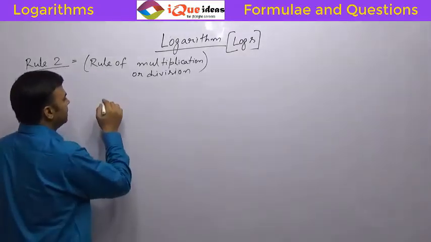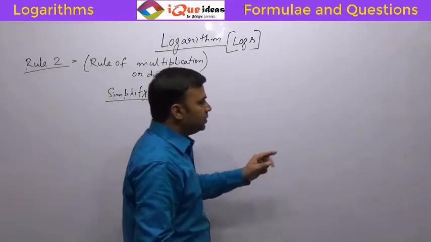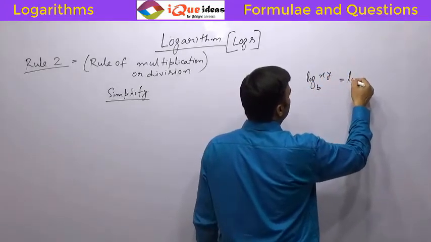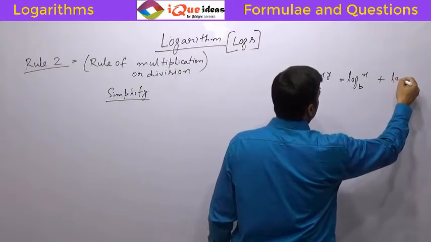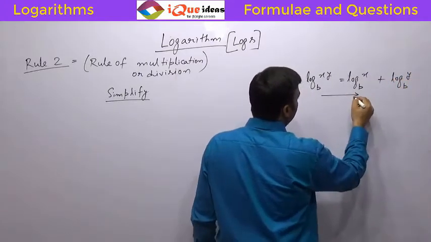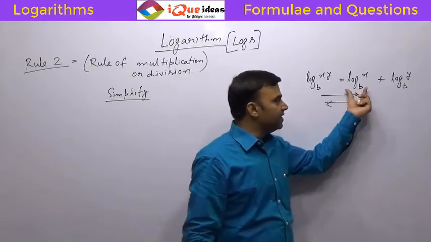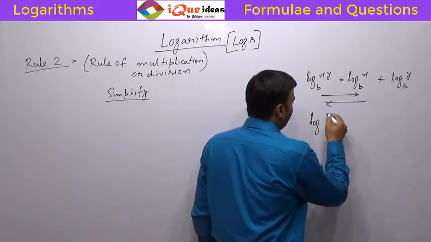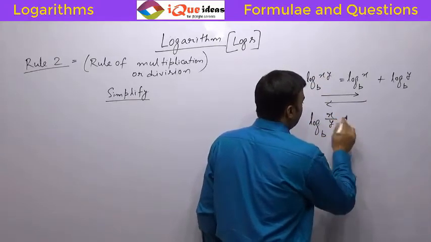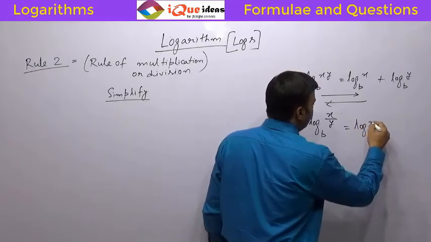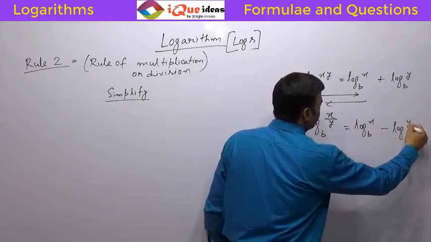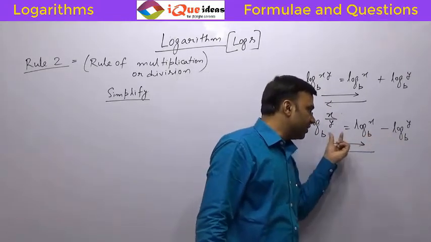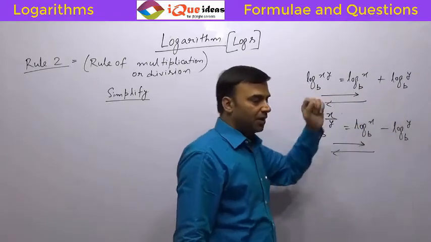Suppose there is a question that says simplify. One important thing, this rule that we just learned, I'll write it again: log of xy to the base b is equal to log of x to the base b plus log of y to the base b. It can be applied both ways. So if there is an addition of logs given and the bases are the same, you can multiply the numbers. Similarly, log of x upon y to the base b is equal to log of x to the base b minus log of y to the base b. This also is applicable both ways. Just remember, when you go from the right hand side to the left hand side, the base has to be the same. Then only you can do that process.